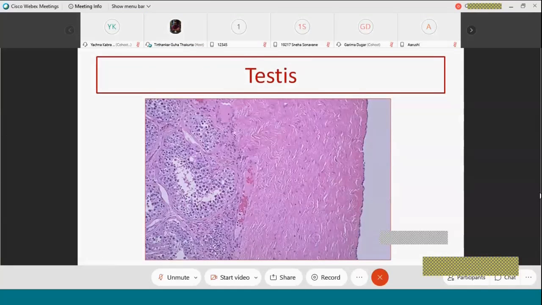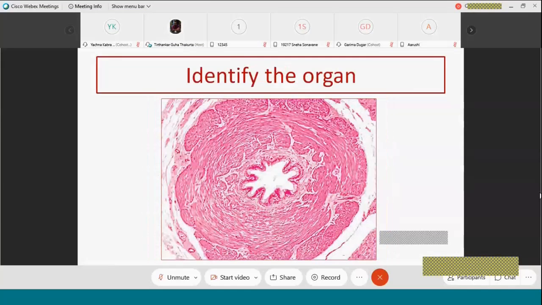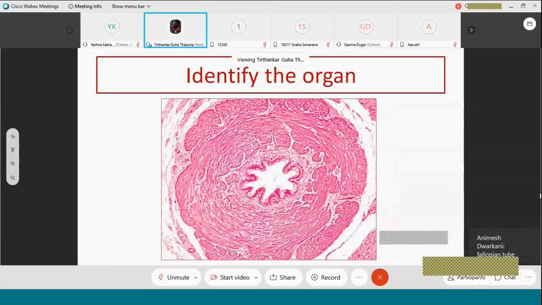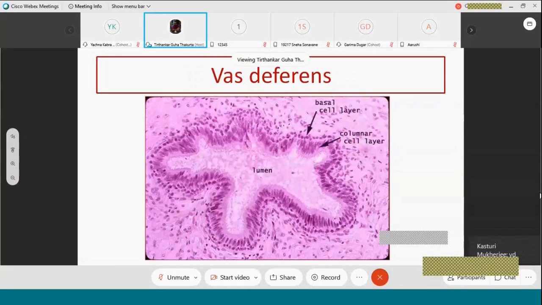What is this organ? Very good. This is the vas deferens, a central lumen that has two layers of cells and is surrounded by smooth muscles.